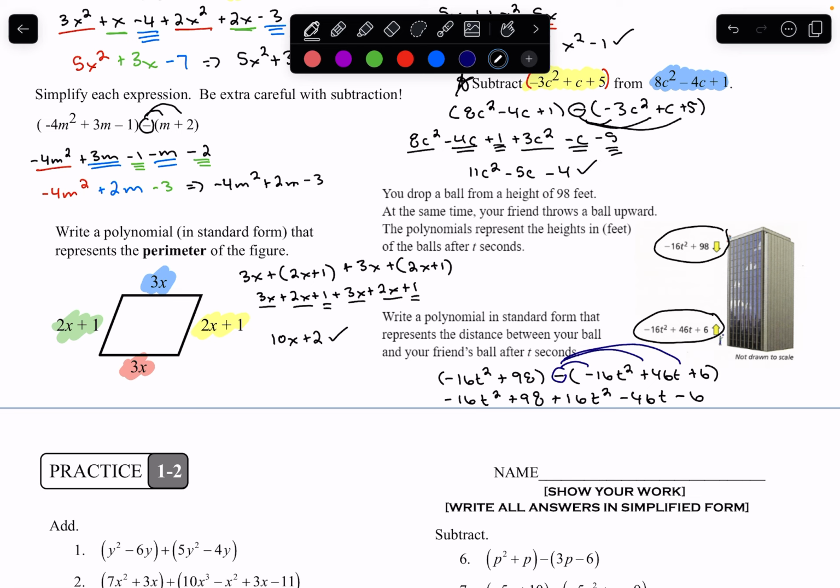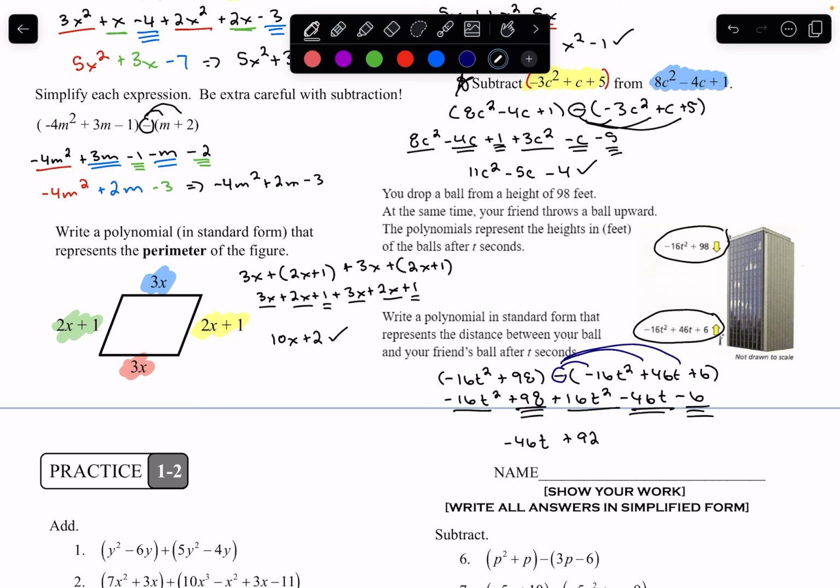Let's put things together. Negative 16t squared plus 16t squared. Those cancel out. I have no t squareds. So I need regular t's. Negative 46t is right there. So negative 46t. Constants. So plus 98 minus 6. So that would be plus 92.